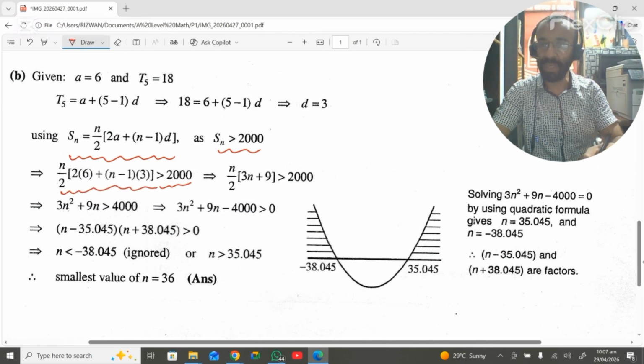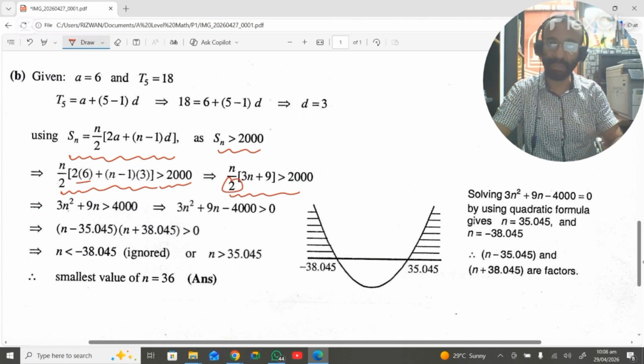And we put the values of a and d into the formula. So n will remain the same, a's value is 6 and d's value is 3. After simplifying, 2 times 6 is 12 plus 3 into (n minus 1). From the left hand side, this 2 will go to the right hand side, and n will be multiplied inside the bracket. So the left hand side will become 3n square plus 9n, and the right hand side will become 4000, and the greater than sign is still there.